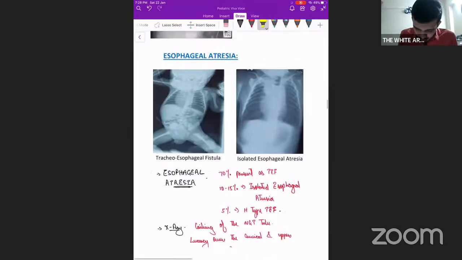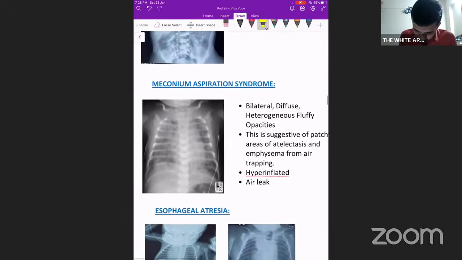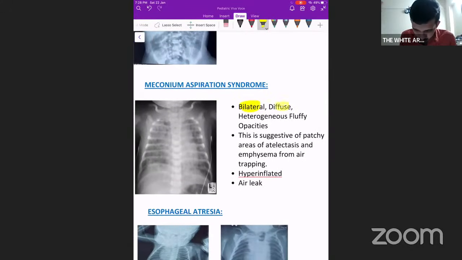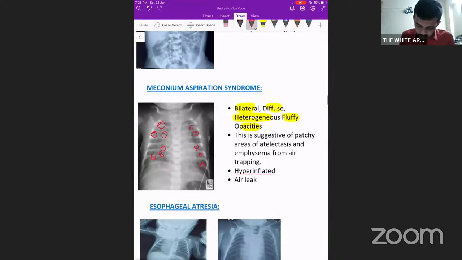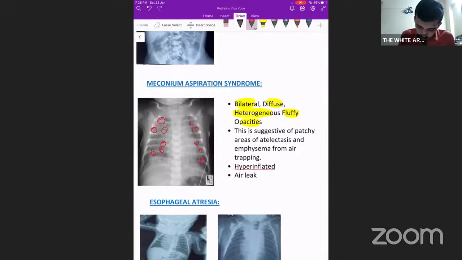So what you get is bilateral, diffuse, heterogeneous, fluffy opacities. All these things are because of the chemical pneumonitis. This is suggestive of patchy areas of atelectasis and emphysema from air trapping. Correct?